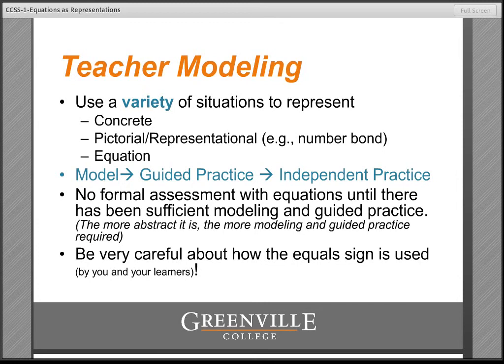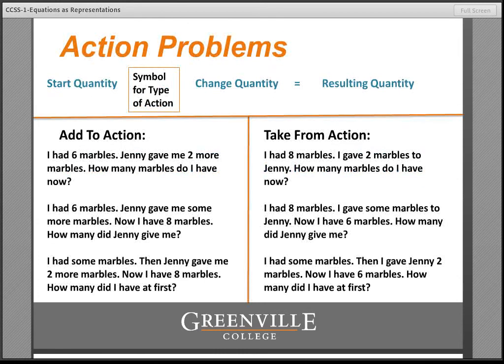I've shown here 6 different action problems which describe the exact same situation, but they differ according to the type of action and the position of the unknown. Because they're all action problems, however, they can all be represented using the format at the top of the slide. You begin with your start quantity, choose your plus sign or minus sign based on the kind of action, record the change quantity, and then the result of this action equals or is the same as your final quantity.